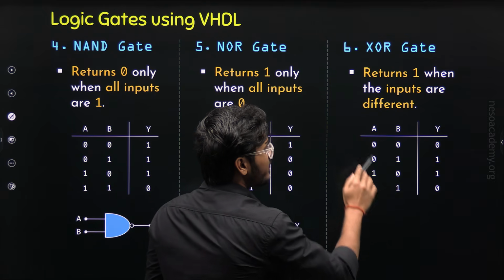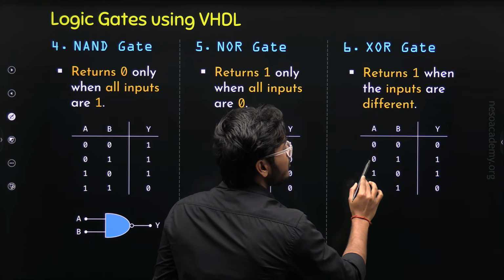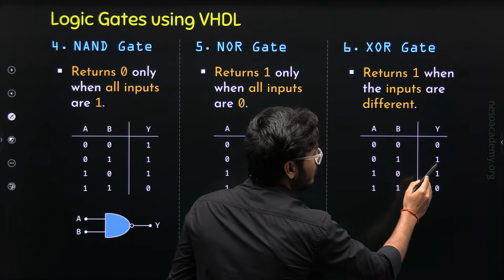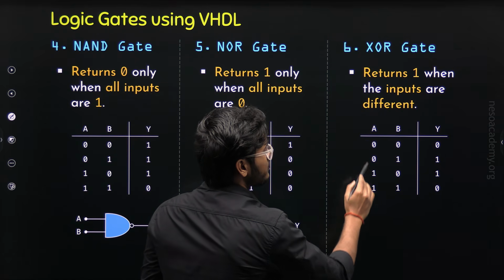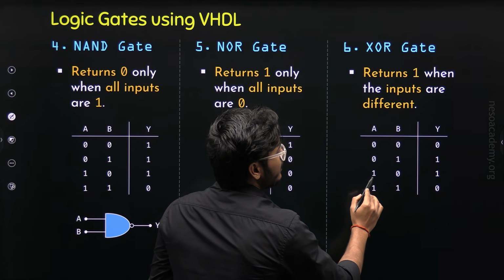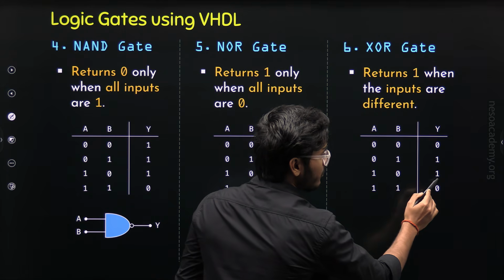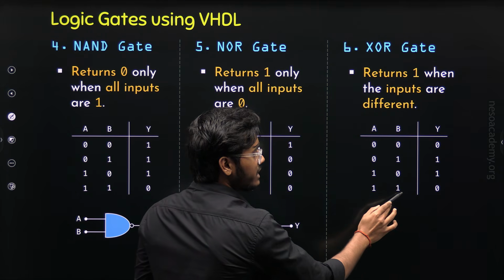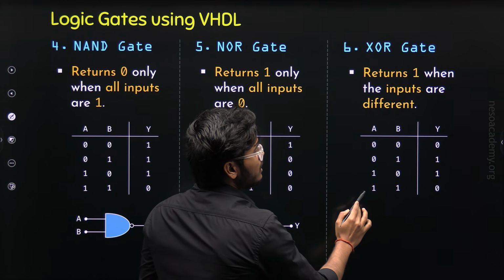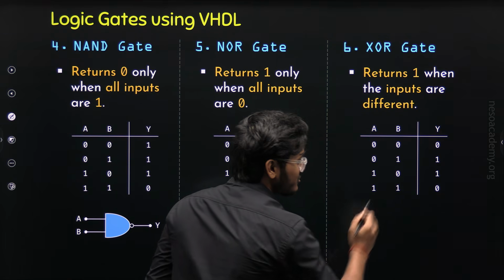In the second input combination, when A is 0 and B is 1, both inputs are different. Therefore, output is 1. In the third input combination, when A is 1, B is 0. Again, we have different inputs. Therefore, output is 1. In the last input combination, when A is 1, B is 1, both inputs are the same. That's why output is 0.